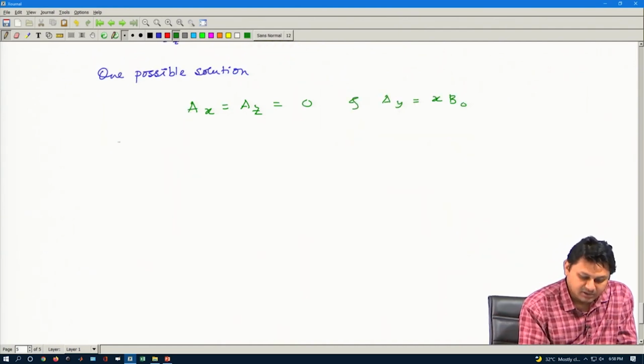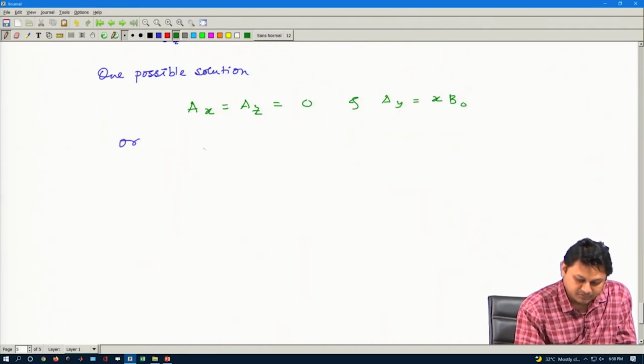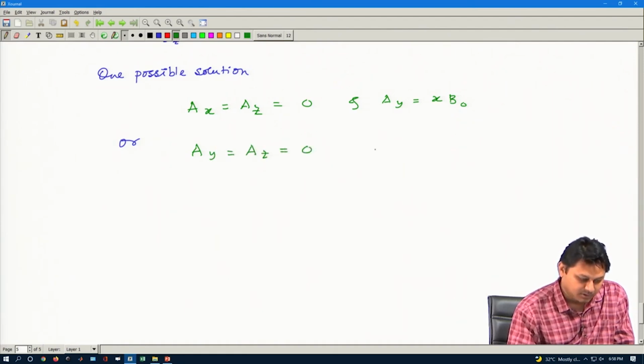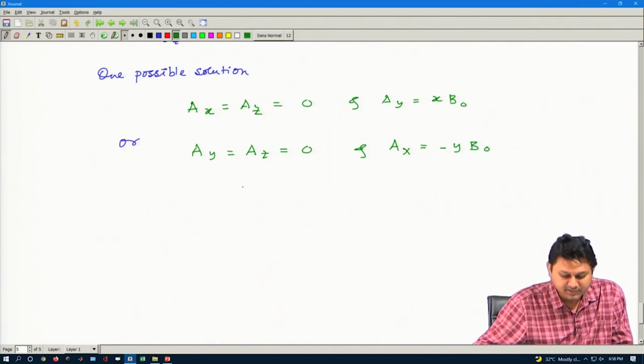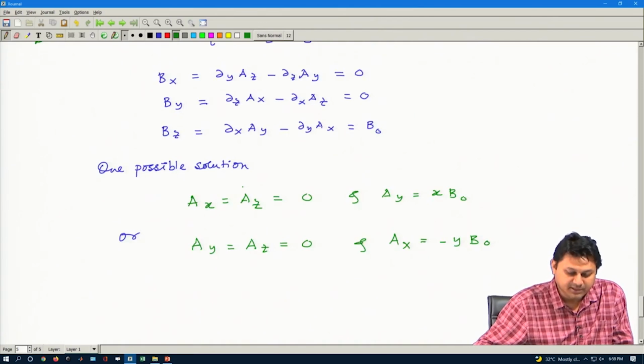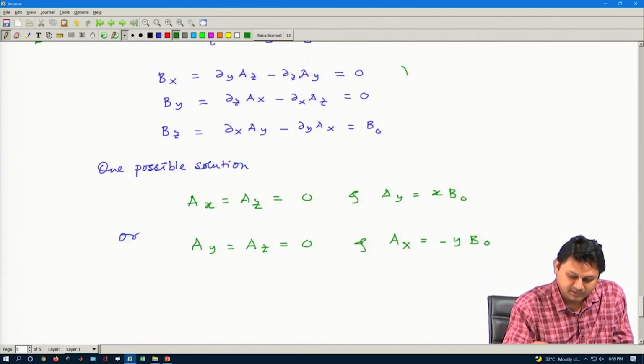Similarly, I can also construct the solution in this way: A y and A z are 0, and A x is minus y B0. You can check that this solution can also satisfy the three equations given here.